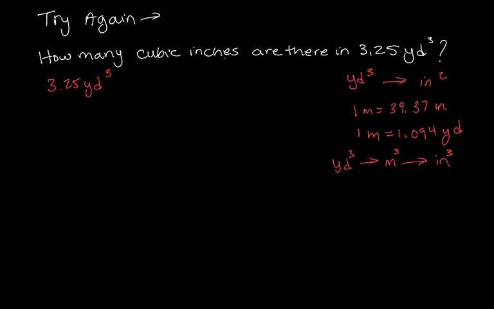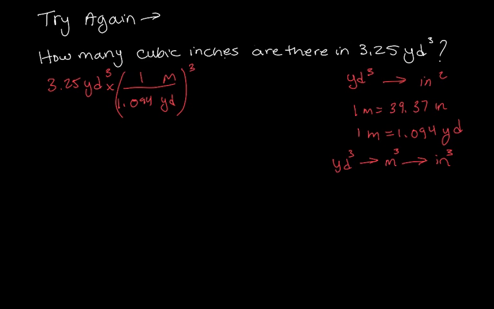So let's go ahead and carry out this conversion. We know since yards is on the top, yards is going to go on the bottom, and meters is going to go on the top. For every 1 meter, there's 1.094 yards, but we can't cancel this out. We have to cube the entire thing, since we have cubic yards in our numerator.